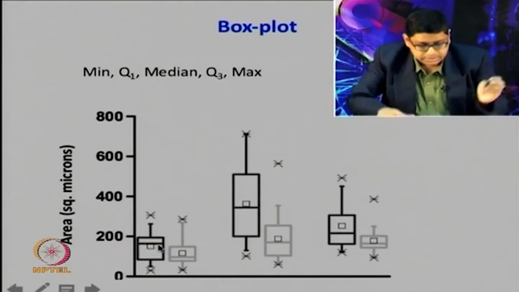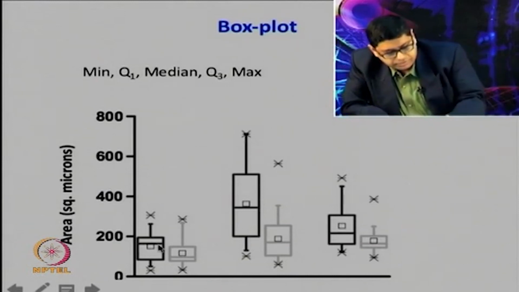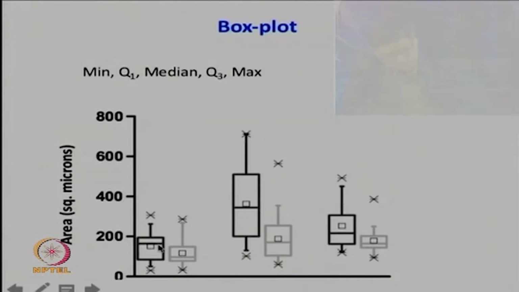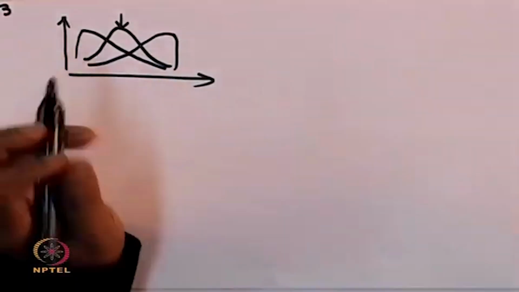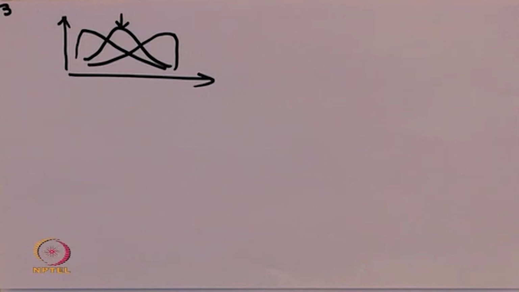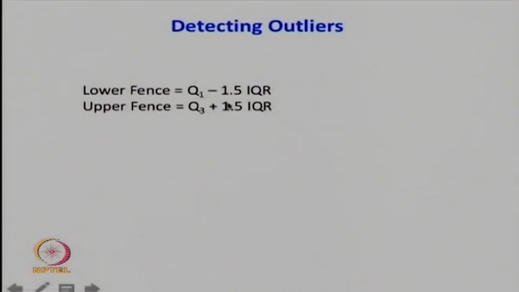Based on this, if you were to plot it in terms of histograms, as opposed to a distribution like this where the positions of mean, median and mode all coincide, you might shift either to the left or to the right. The way to detect outliers is using this particular formula. You can construct fences, where the lower fence is given by Q1 minus 1.5 times the interquartile range, and the upper fence is Q3 plus 1.5 times the interquartile range.